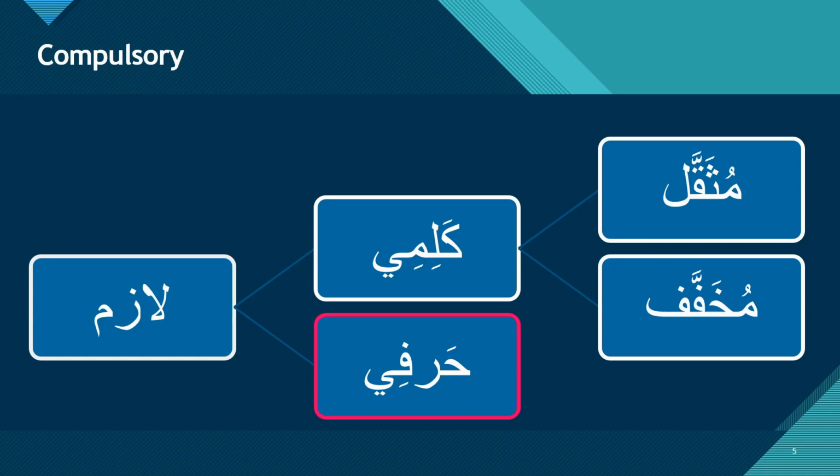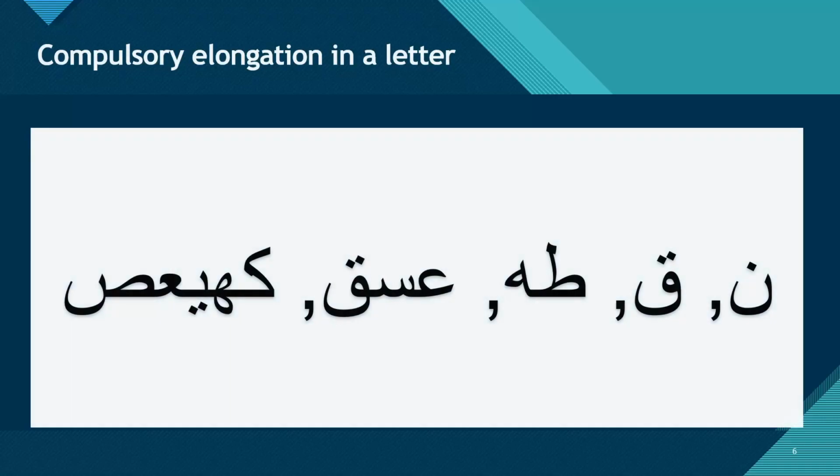What is the harfi? The harfi means from the harf, the letter. For example, you have noon, qaf, taha, ayn, sin, qaf, kaf, ha, ya, ayn, sad, and so on, and similar to it. And these are called huruf muqatta'a, separated letters, or cut apart letters. Why? Because, for example, ayn, sin, qaf, you don't say asaq, or kaf, ha, ya, ayn, sad, you don't say kahayas, for example, like this.